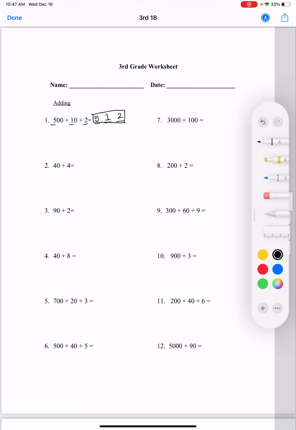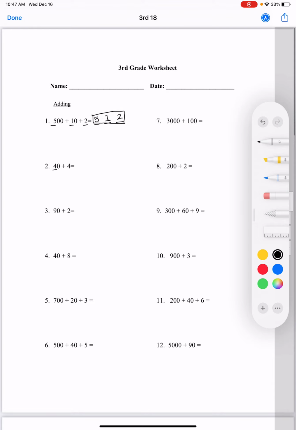Similarly, for number 2, there is 4 in the tens place and 4 in the ones place. So when you write the number, you just write 44 with the 4 in the tens place and the 4 in the ones place.